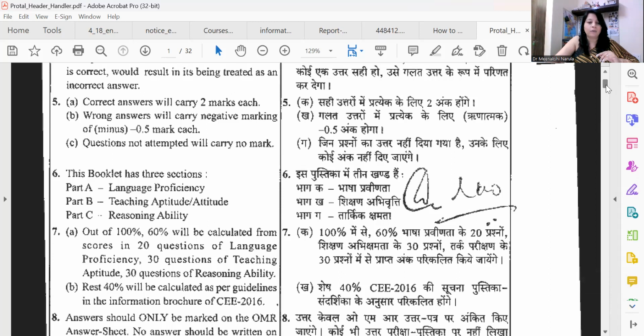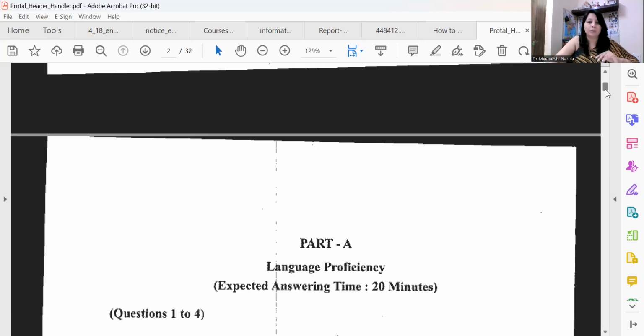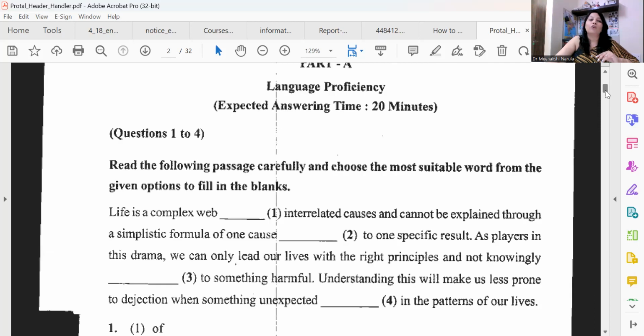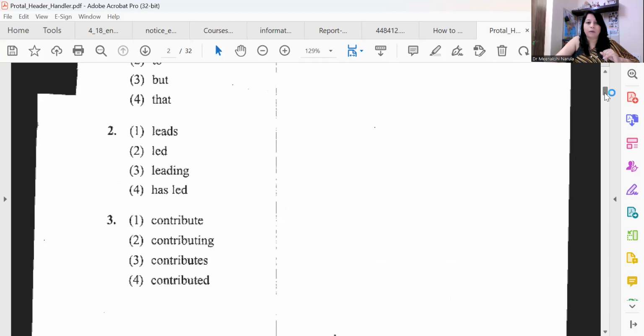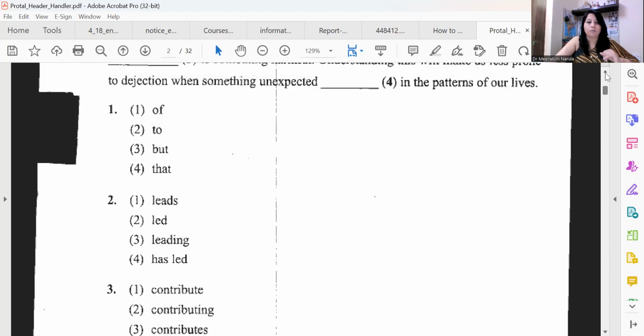Now, answer should only be marked on the OMR sheet. No answer should be written on the test booklet. Pata hai aapko itna to abhi tak. Chaliye. I told you, read the following passage carefully and choose the most suitable word from the given options to fill in the blanks. So, sabse pehle aapke paas kya aa raha hai? Fill in the blanks, passage ko aap padhenge aur isme har ek blank ke liye, you have got 4 options.